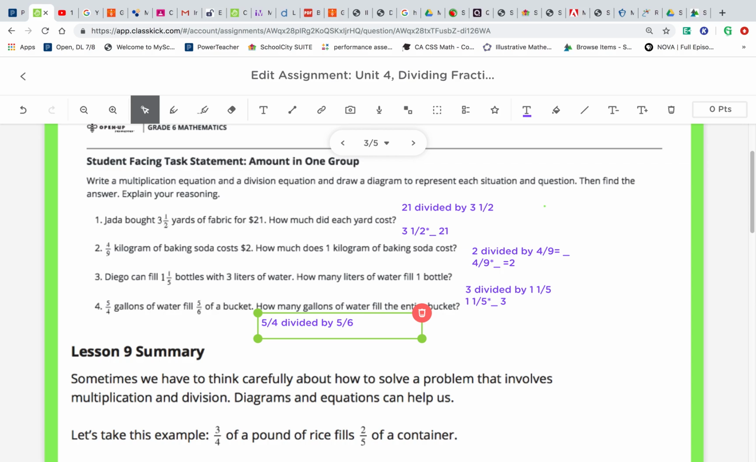Right, so that's important. Okay, so this division equation, the multiplication equation that also describes the same situation, would say that you would have 5/6, and you'd be multiplying it times some unknown, and that equals 5/4.